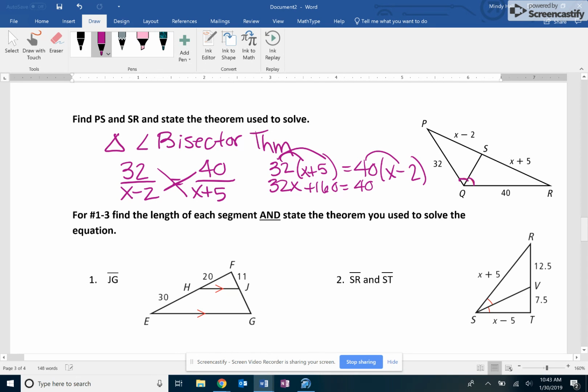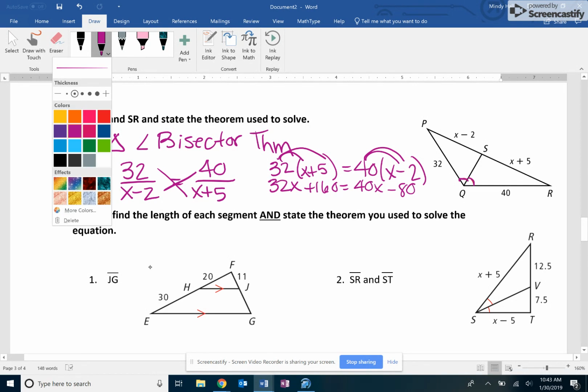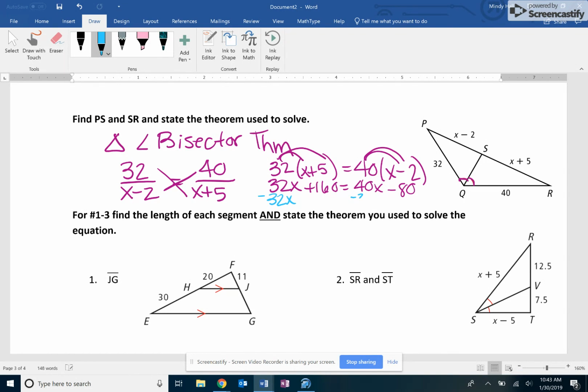And then we distribute that 40 times x, and then 40 times negative 2 would be negative 80. So then to solve this equation, we're going to first want to combine those x's, so I would subtract 32x from both sides. So then I would have 160 equals 8x minus 80. Then I would want to add 80 to both sides so that I can get the x by itself. So that would give me 240 equals 8x. And then when you divide by 8, you get x equals 30.